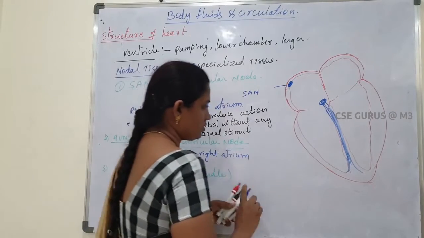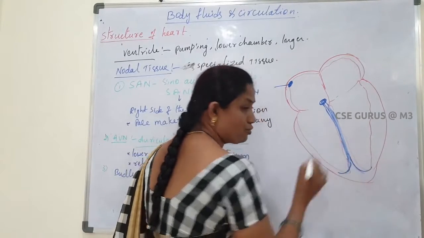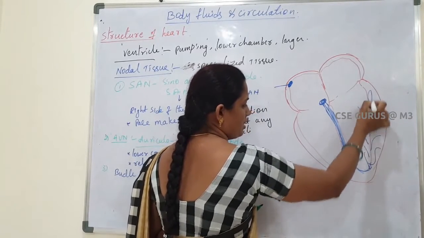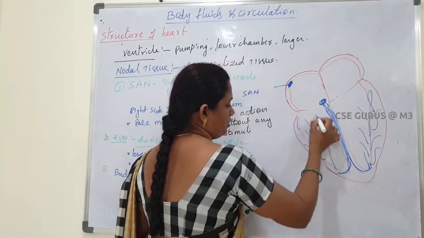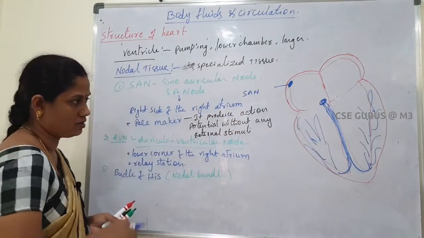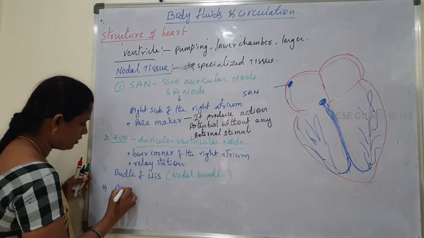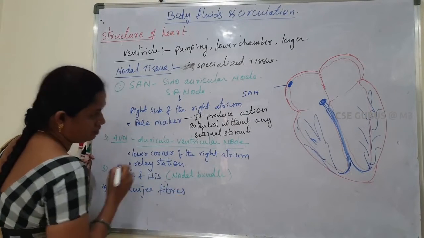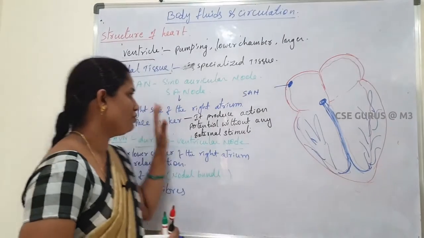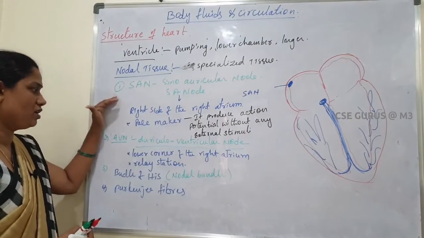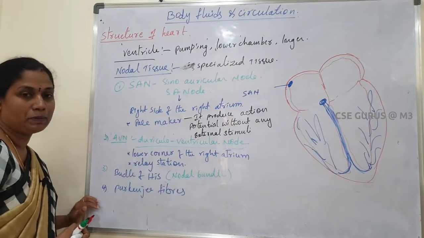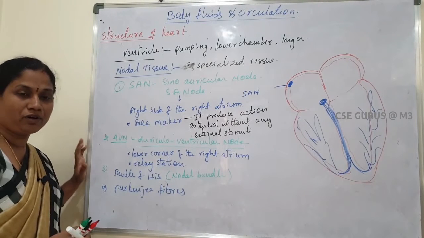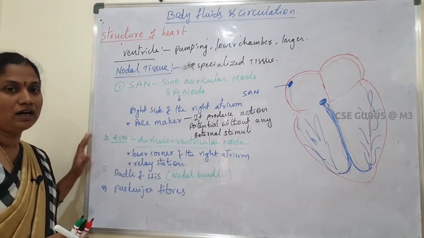After that, this nodal bundle divides into two branches. These branches divide into many branches, which spread throughout the wall of the ventricles. These are called Purkinje fibers. So these four together are called nodal tissues: SAN, AVN, bundle of His, and Purkinje fibers. They play an important role in the cardiac cycle or heart function.